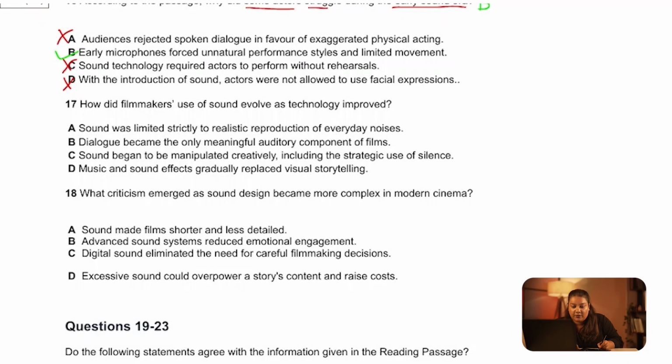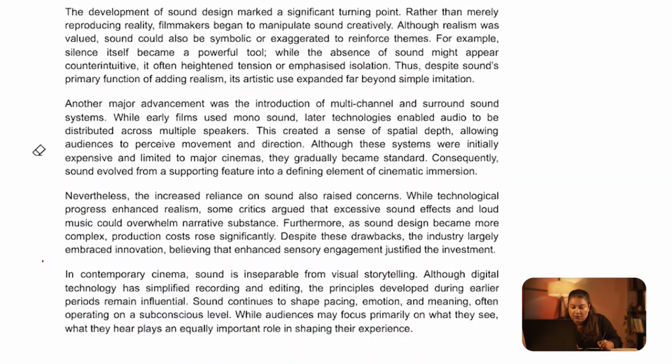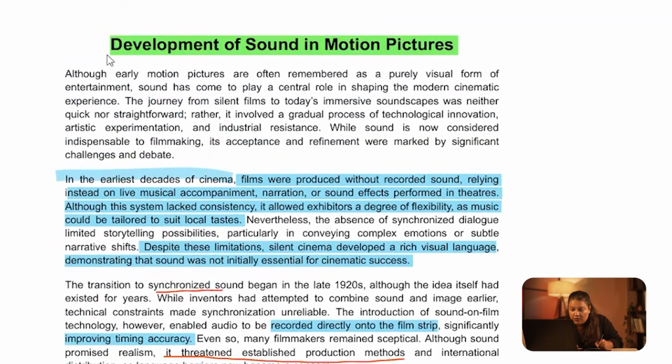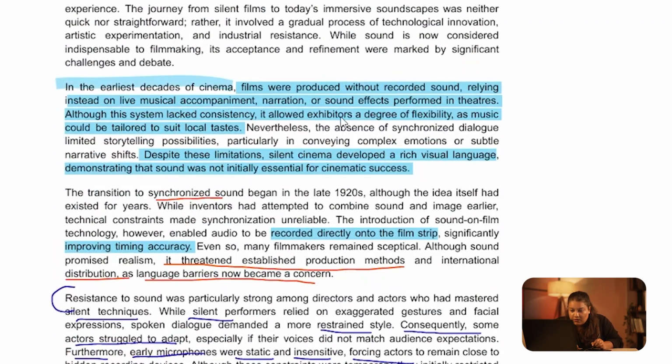Alright, let's move to question number 17. How did filmmakers' use of sound evolve as technology improved? So we'll take filmmakers, use of sound evolve, technology improved. So we'll go back, skim and scan. I'm looking for keywords related to filmmakers, sound, evolve, technology. Let's start from here. Do we have anything talking about filmmakers?